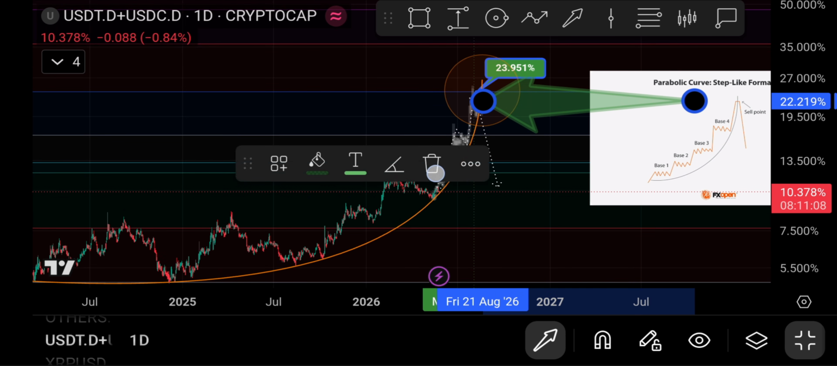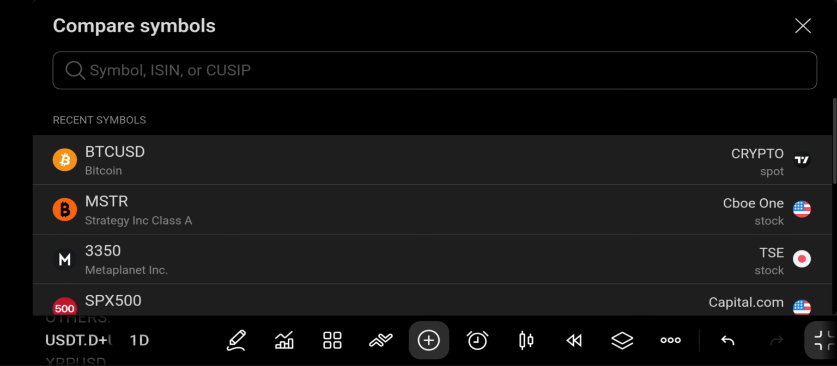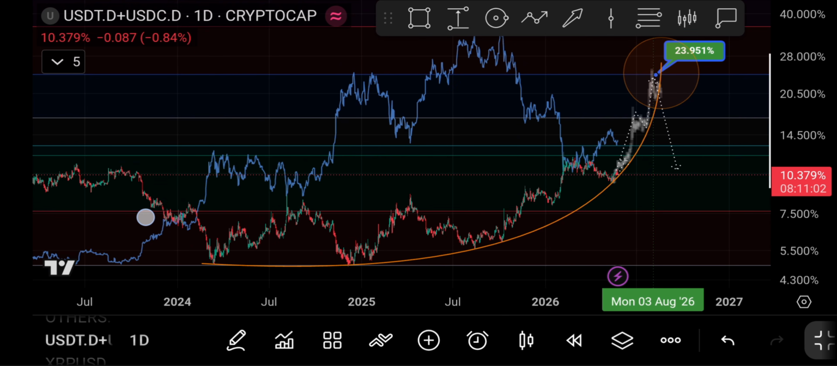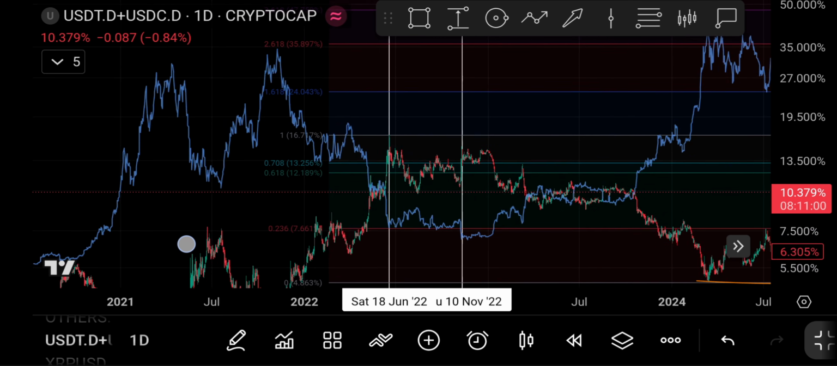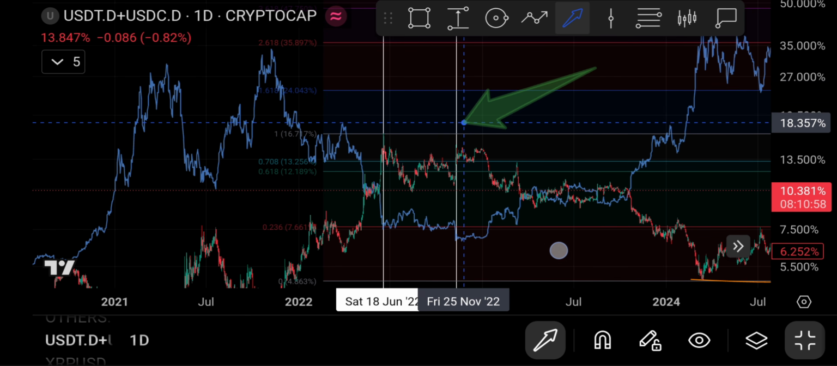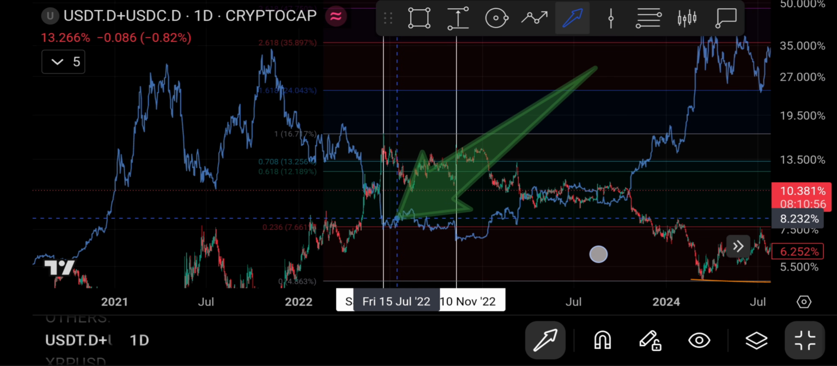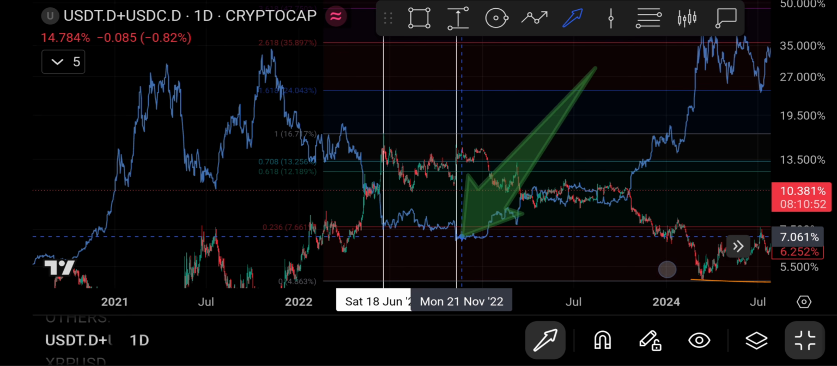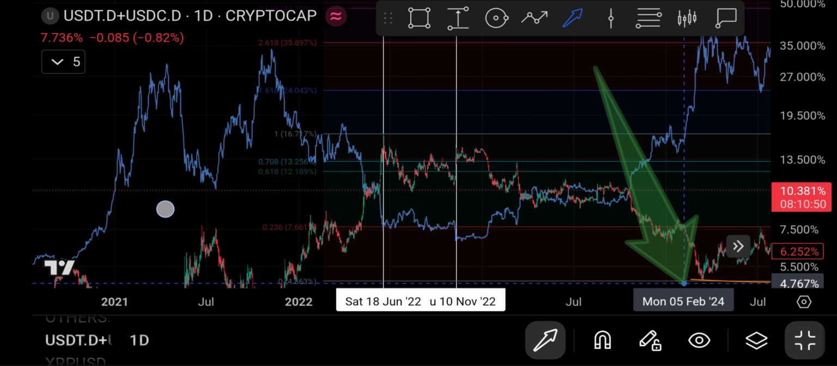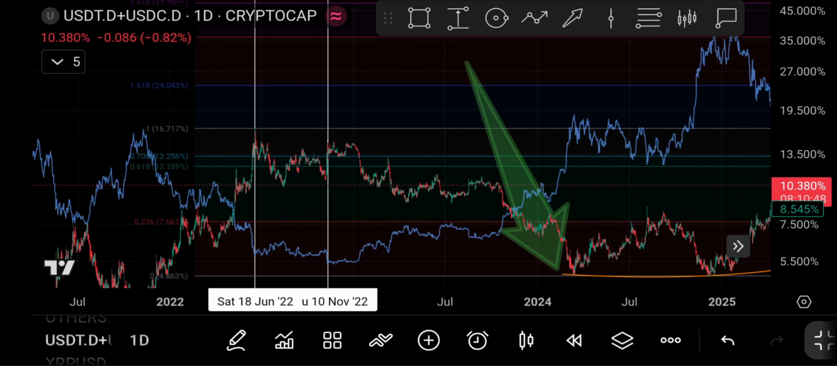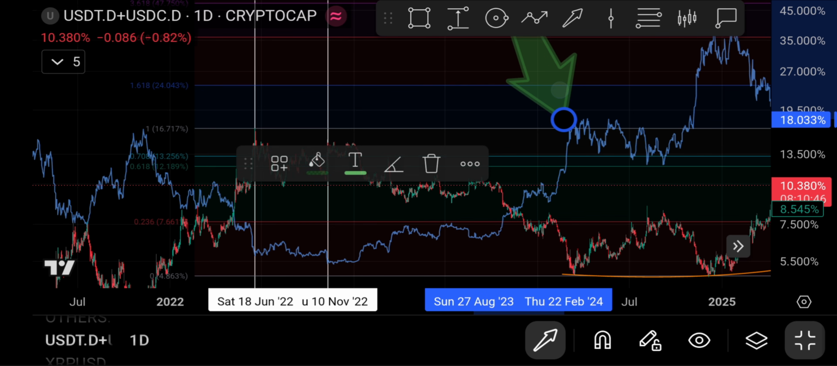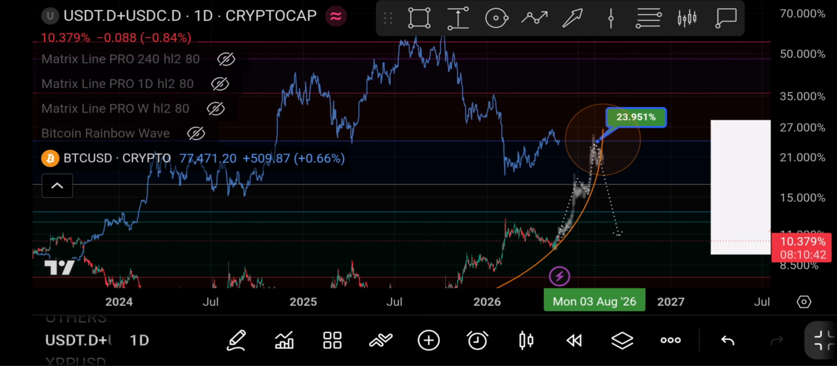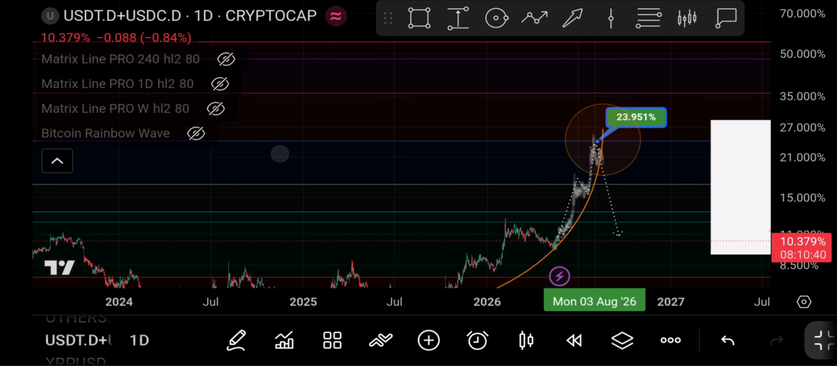the inverse correlation. If I put up the Bitcoin chart quickly, you may see that when this stablecoin dominance tops, Bitcoin makes a bottom. It's a top, we have a bottom here, and when this bottoms, what happens? Bitcoin tops. Okay, so it's an inverse correlation on this chart.